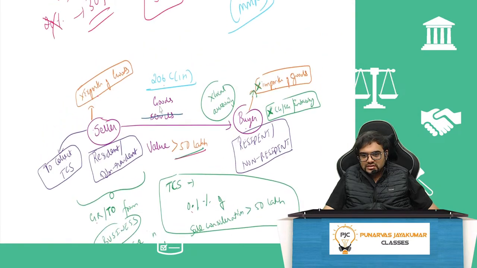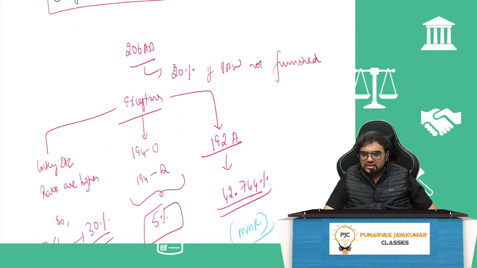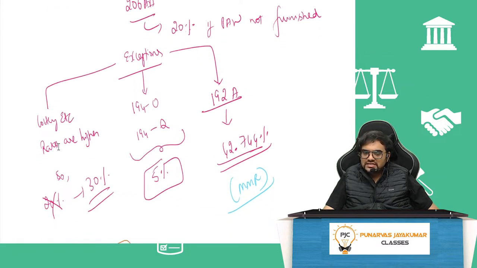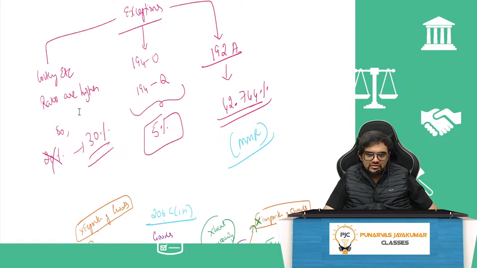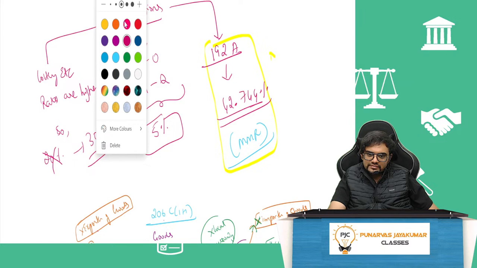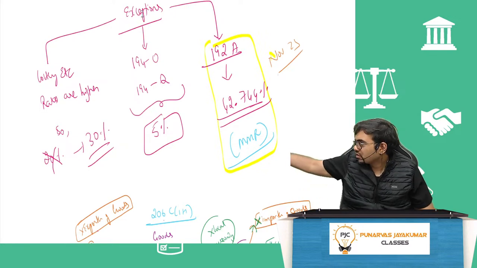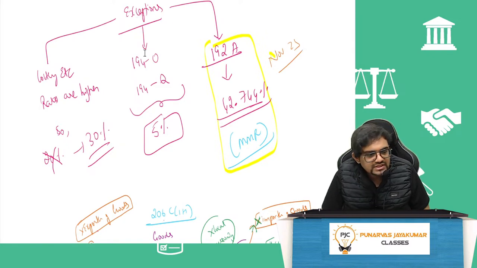And as I told you, there is 206AA, 20% if PAN is not furnished. But exceptions are what? Lottery, etc. Rates are anyway higher. So if you don't furnish the PAN, tax rate will be 30% only. 194O and 194Q, it is 5%. And this is important, 192A, it is 42.744%. This is only for November 23. 42.74, because that also is changed to 20% later. That's fine. Normally they have made it off. Now it is 42.744%.